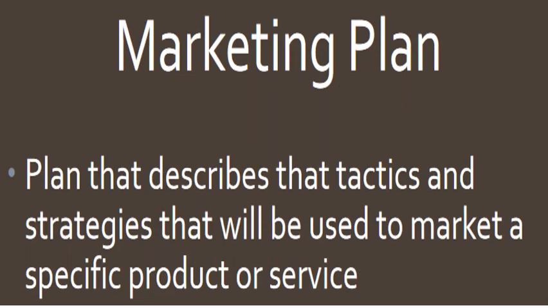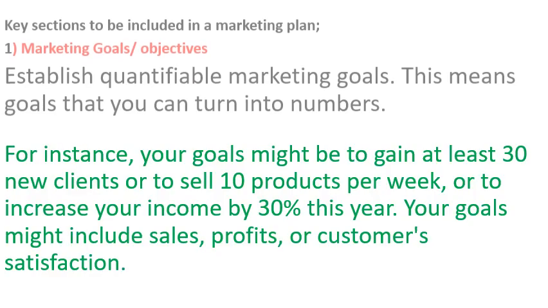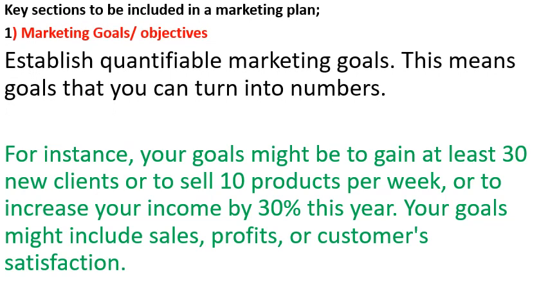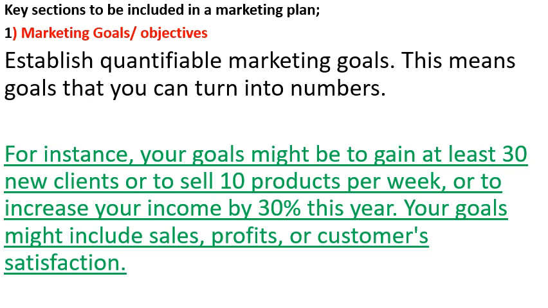The marketing plan is a plan that describes the tactics and strategies that you will use to market a specified product or a service. So the key sections to be included in the marketing plan include 1. The marketing goals or objectives. Establish quantifiable marketing goals. This means goals that you can turn into numbers.